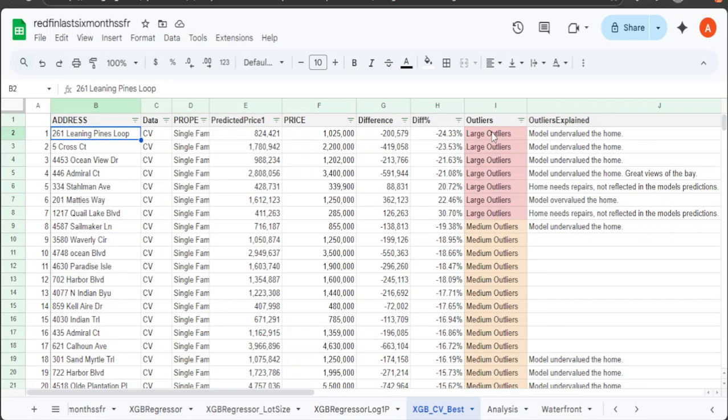So we only have 1, 2, 3, 4, 5, 6, 7. We have 7 outliers, and there's nothing crazy, no crazy difference. I guess this one, the Quail Boulevard, but we've seen this one before. We've noted it already. Home needs repairs, not reflected in the model's predictions. The property condition was not reflected. And then the Stallman Avenue right here, home needs repairs, property condition not reflected in the model's predictions.